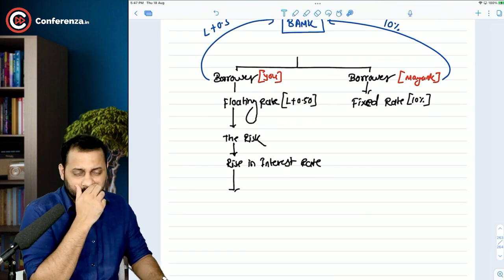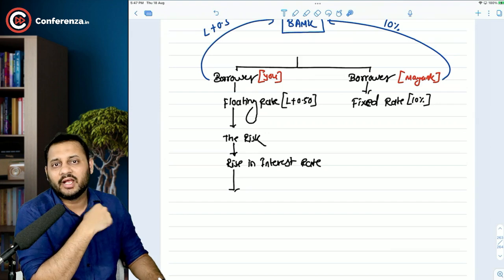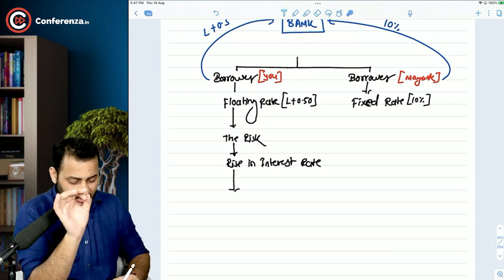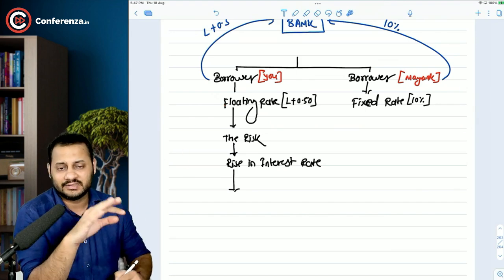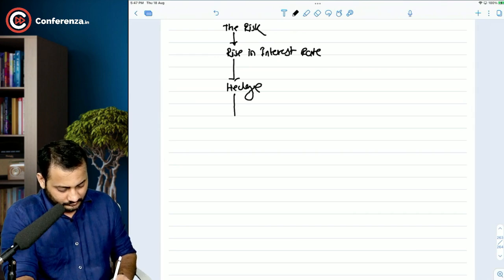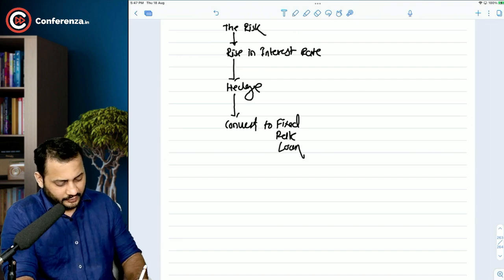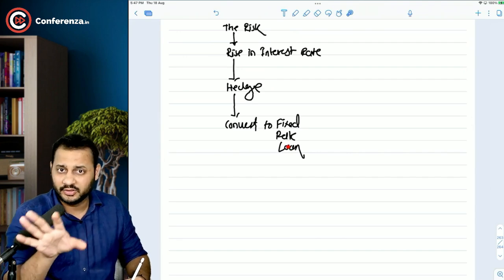Now, in this scenario, it is very important to understand how we can hedge ourselves from the risk of rising interest rates. It's very simple, sir. Convert yourself from a floating rate loan to a fixed rate loan, and that's it. You can just hedge yourself. Convert yourself into a fixed rate loan. How to do that? We are going to learn in a while.